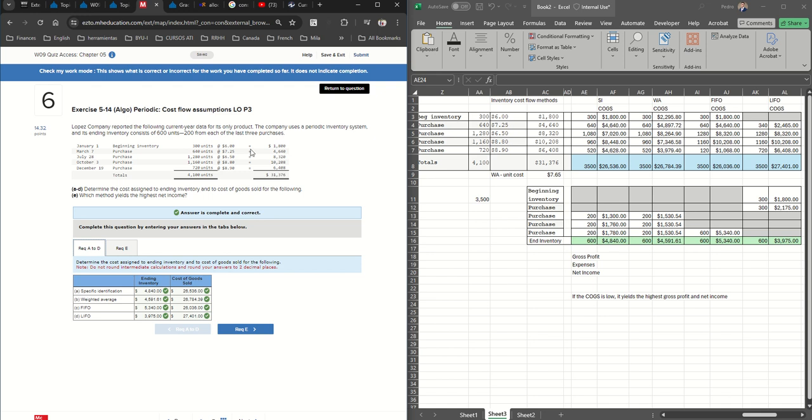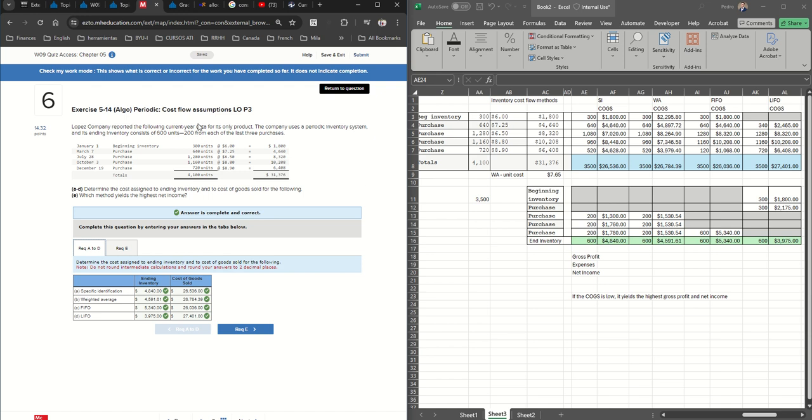So we have only the information related with all the purchases and even the beginning inventory and also the ending inventory, but we don't have any sales data. So maybe that can cause a kind of confusion, but actually, you don't need to feel confused. We're gonna solve it right now.